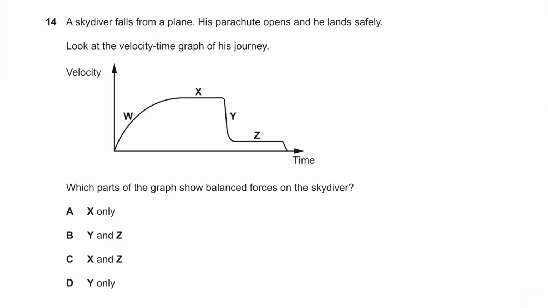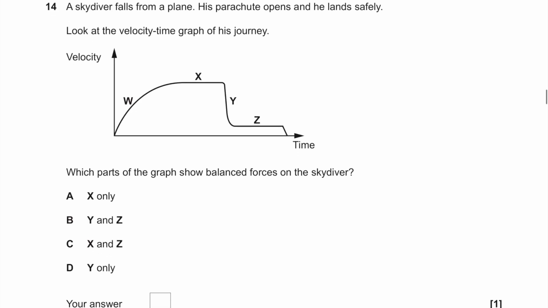Question number 14. A skydiver falls from a plane. His parachute opens and he lands safely. Which part of the graph shows balanced forces on the skydiver? Balanced forces means constant velocity, right?